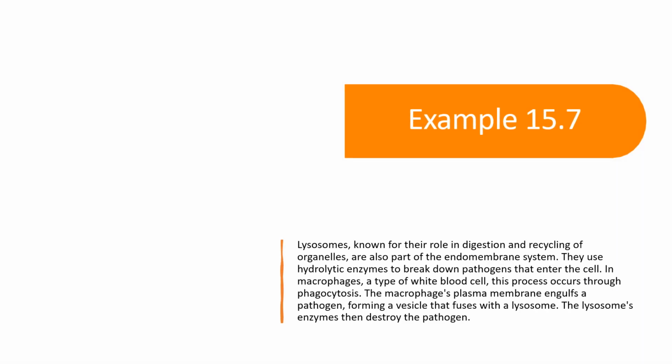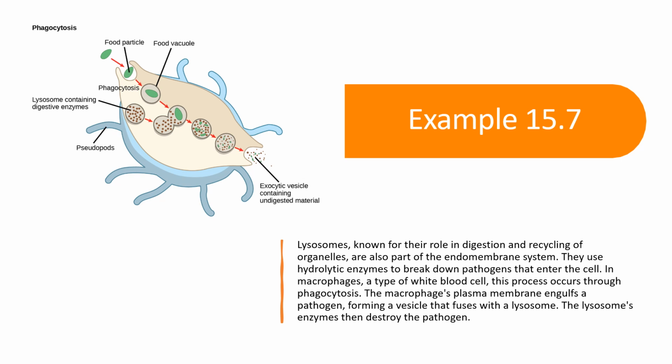Lysosomes, known for their role in digestion and recycling of organelles, are also part of the endomembrane system. They use hydrolytic enzymes to break down pathogens that enter the cell. In macrophages, a type of white blood cell, this process occurs through phagocytosis. The macrophage's plasma membrane engulfs a pathogen, forming a vesicle that fuses with a lysosome. The lysosome's enzymes then destroy the pathogen.